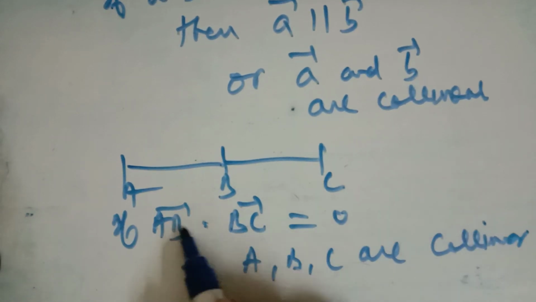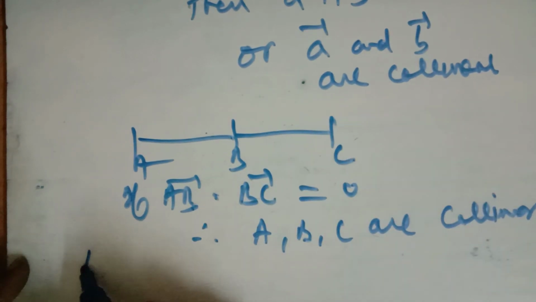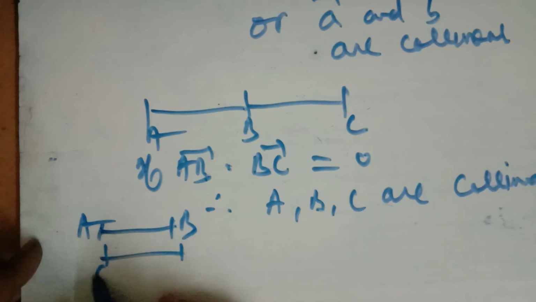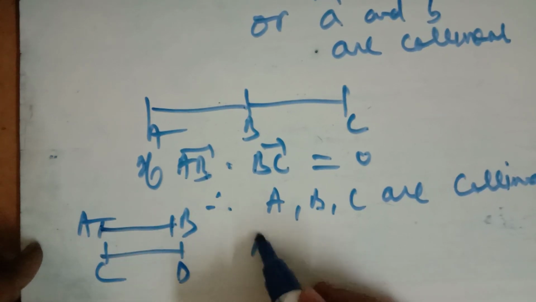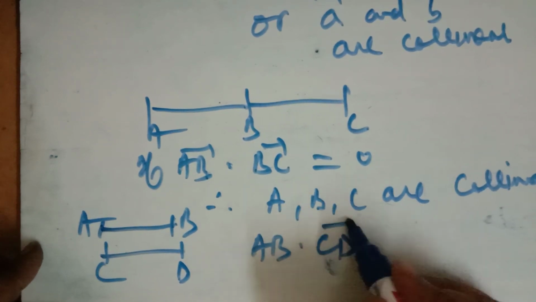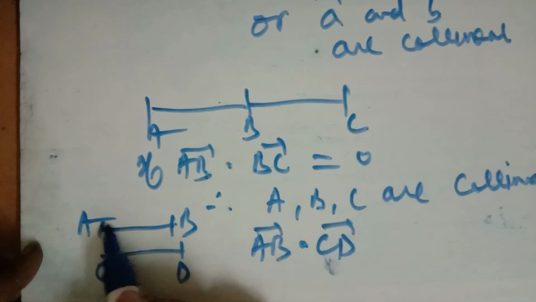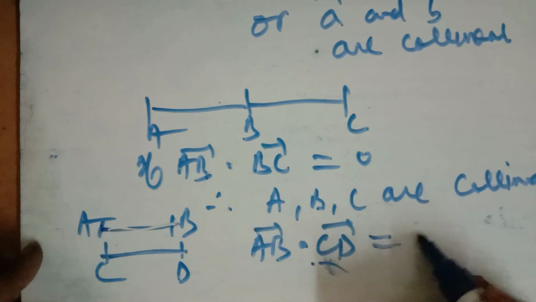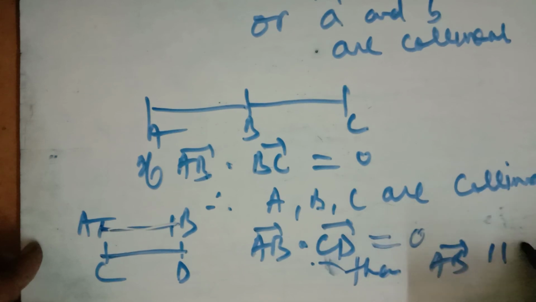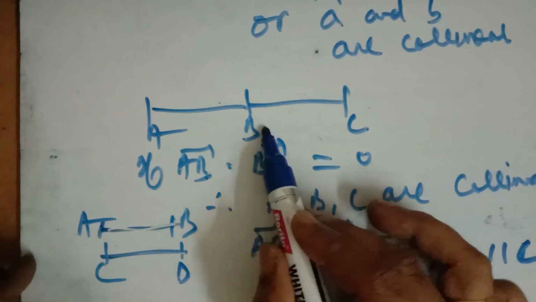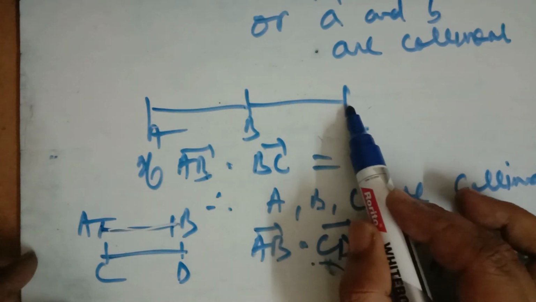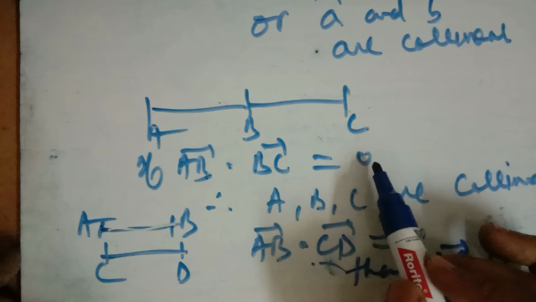That is, one point should be common. Now if I say that vector AB and vector CD, the point is not common, if AB dot CD is equal to 0, then in that case vector AB will be parallel to vector CD. If one point is common and AB dot BC is 0, then in that case they will be collinear.